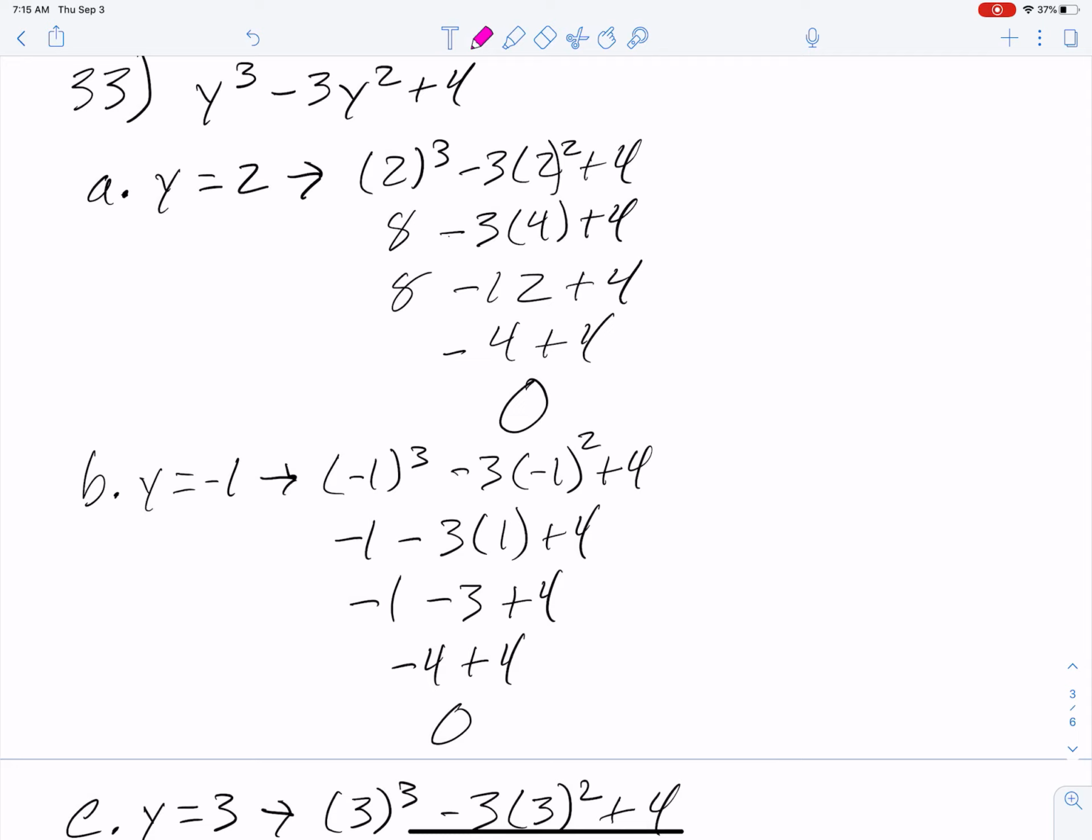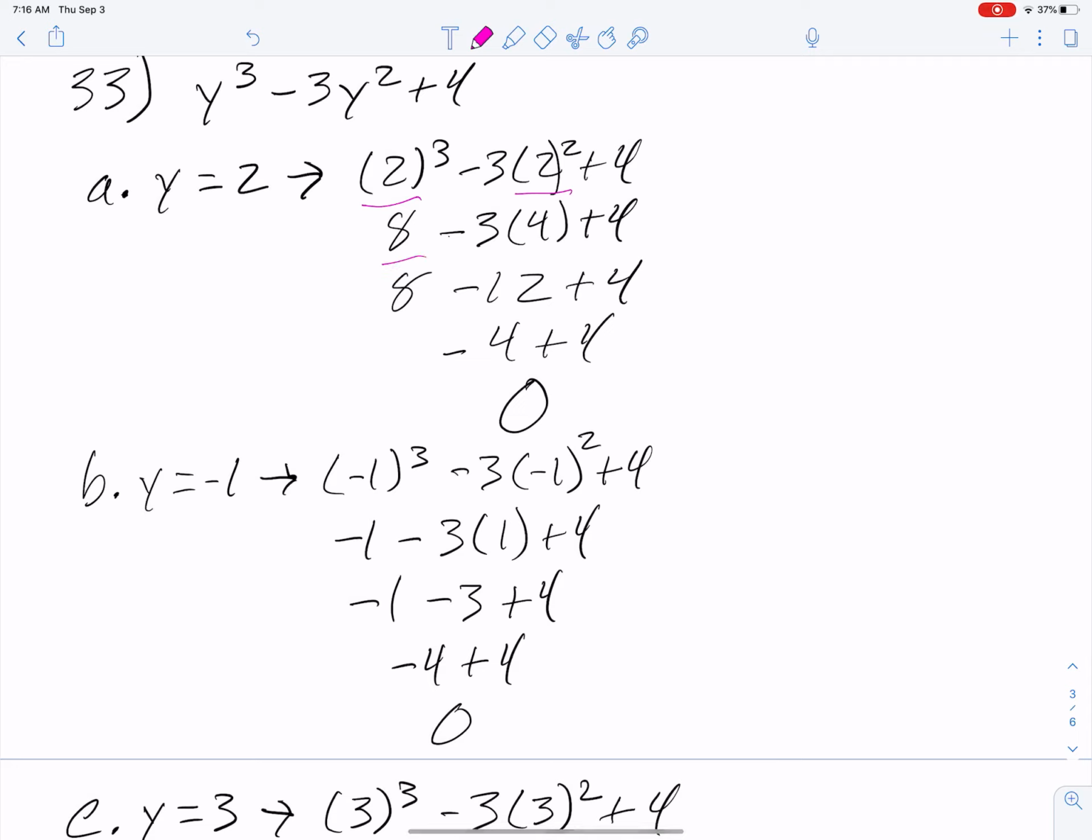Now in 33, we start doing more substitutions. We're evaluating values. So in part A, they want 2. Now, because the 2 is positive, the parentheses on this first term aren't absolutely necessary. If it had been negative, they're vital. In the second term, the parentheses help us determine what we're squaring. I'm only squaring the 2. And so I start my work.